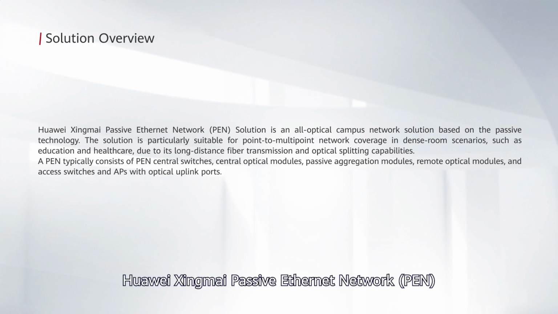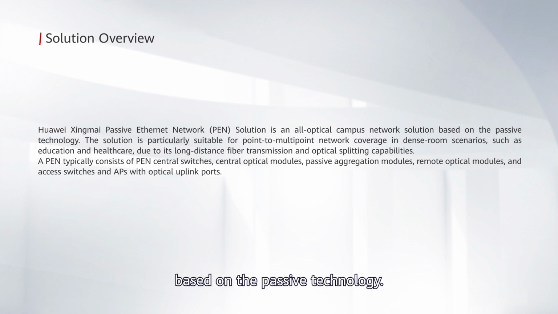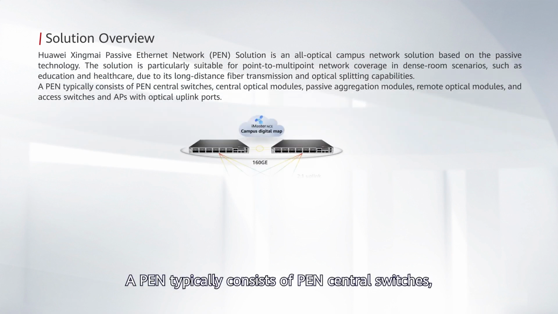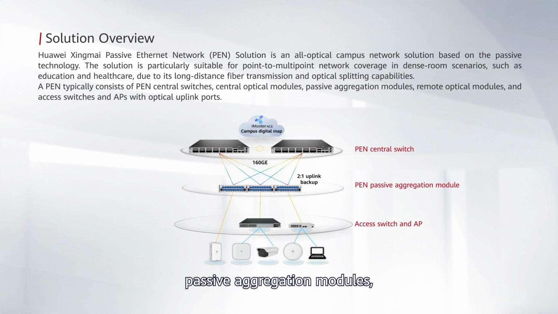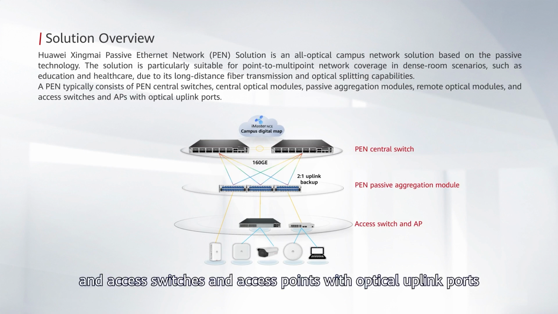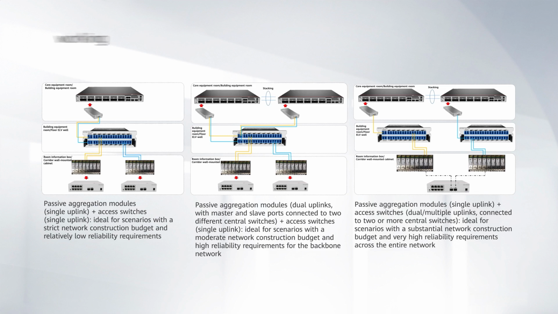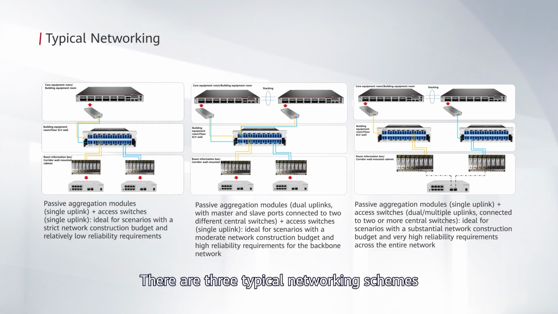Huawei Xingmai Passive Ethernet Network PAN solution is an all-optical campus network solution based on passive technology. A PAN typically consists of PAN central switches, central optical modules, passive aggregation modules, remote optical modules, access switches, and access points with optical uplink ports. There are three typical networking schemes for the PAN solution.